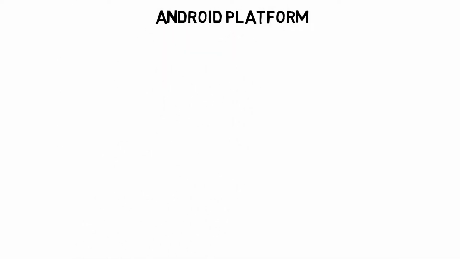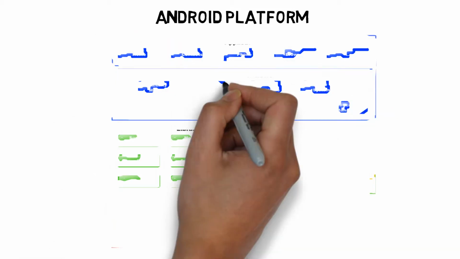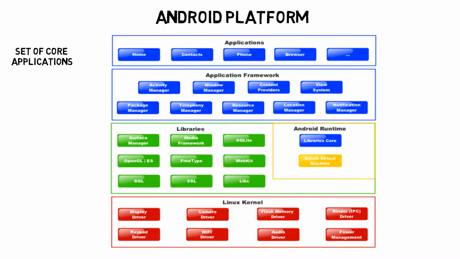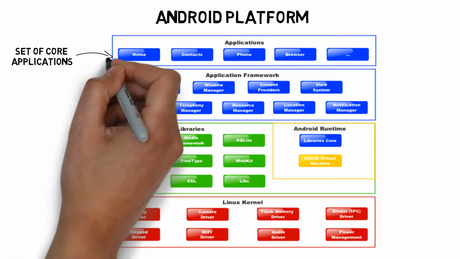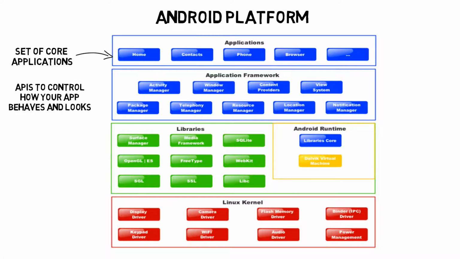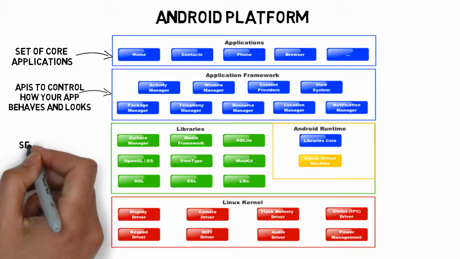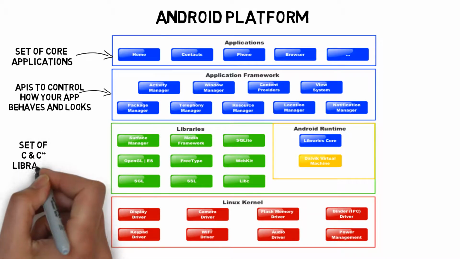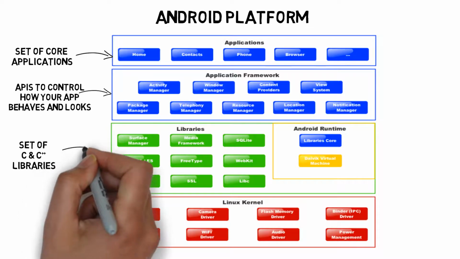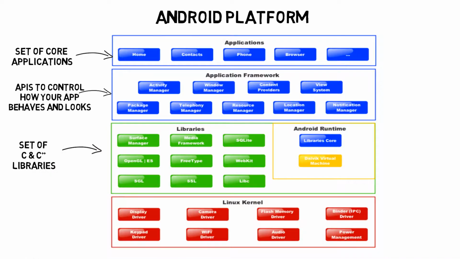The Android platform is made up of a number of different components. First, applications. Android comes with a set of core applications such as contacts, calendars, maps, and browser. Application framework. When you build your apps, you have access to the same APIs used by the core applications. You use these APIs to control what your app looks like and how it behaves. Libraries. Underneath the application framework lies a set of C and C++ libraries. These libraries get exposed to you through the framework APIs.